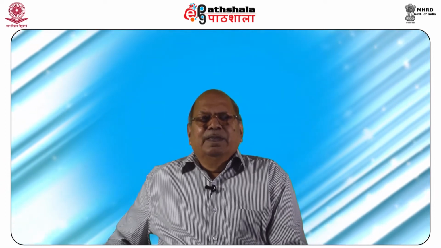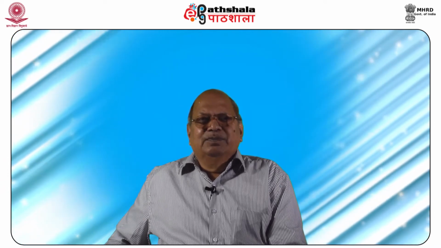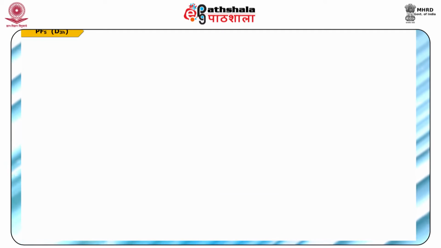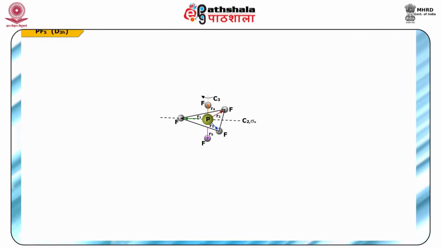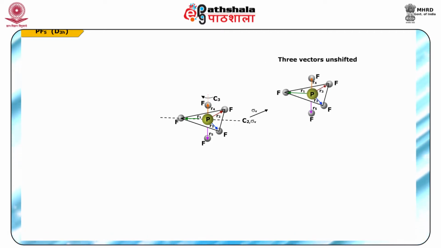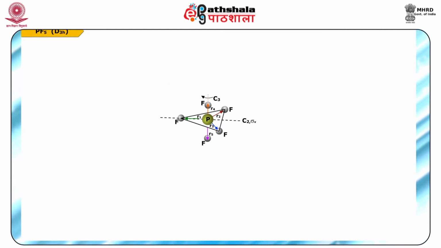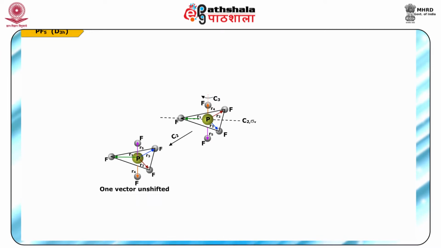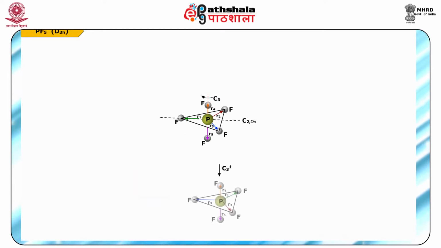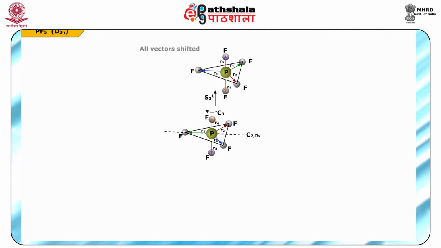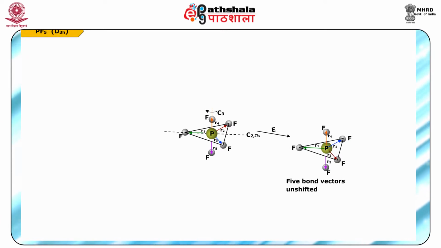In this you see all the effects. The effects of symmetry operations of the D3h point group on the 5 PF bond vectors are shown. Carrying out sigma v, we get 3 vectors unshifted. Carrying out sigma h also gives 3 vectors unshifted. Carrying out C2, only 1 vector is unshifted. Carrying out C3, only 2 vectors are unshifted. Carrying out S3, all vectors are shifted. Carrying out E, 5 bond vectors are unshifted.